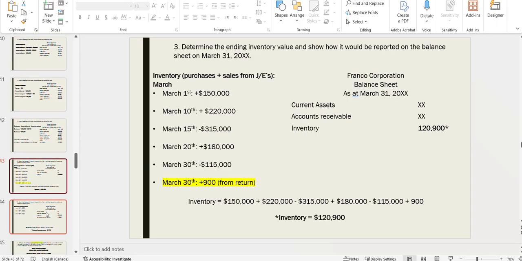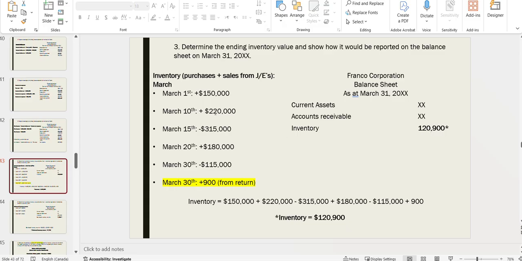Part 3 of the question asks you to determine the ending inventory value and show how it would be reported on the balance sheet on March 31st. So our ending inventory is calculated after our sales. So these are our purchases and then our sales, and this $9,000 is our return. So the ending inventory is $120,900.